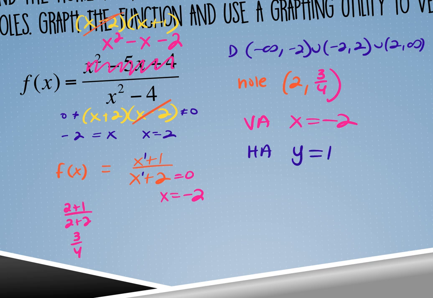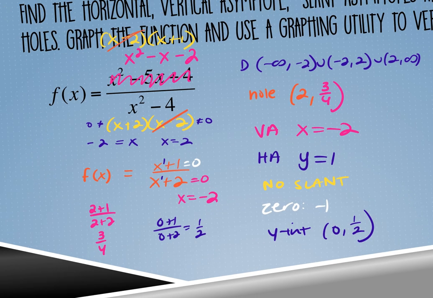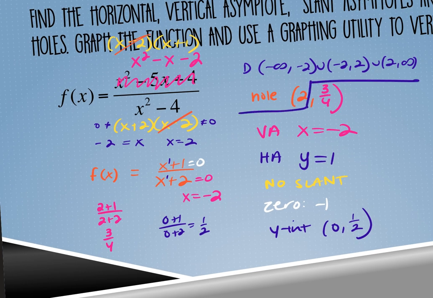I'm using my updated one to test for slant. There's no slant, because the numerator is not one degree more than the denominator. I use my updated one for the zeros. I set x plus 1 equal to 0, and my zero is at negative 1. I use my updated one for my y-intercept. I plug 0 in, and I get 1/2. Again, after I get the x coordinate of my hole, everything else is based on the new equation.